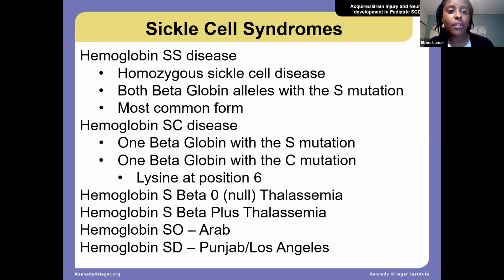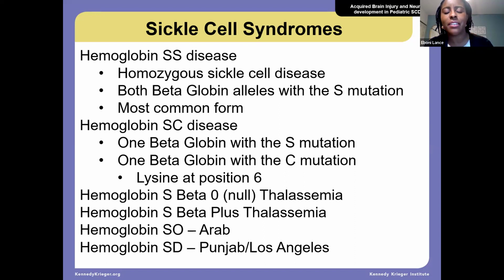The most common form is SS, or homozygous type sickle cell disease, where both beta globin alleles have the S mutation. While it is the most common form, there are plenty of children with SS disease who do not have severe symptoms. And so a lot of people will say that this is the most severe subtype, but it really depends on the patient and their clinical profile.